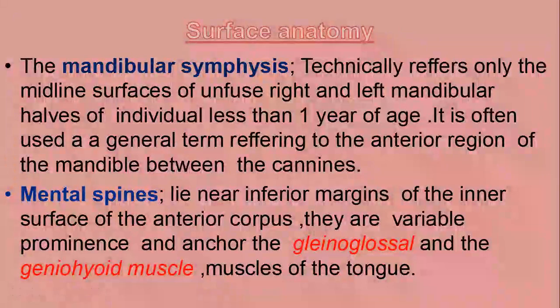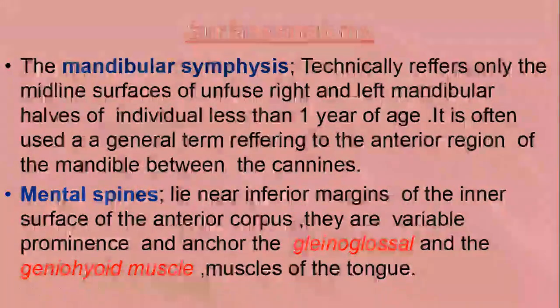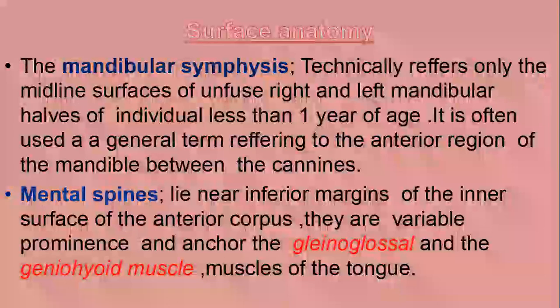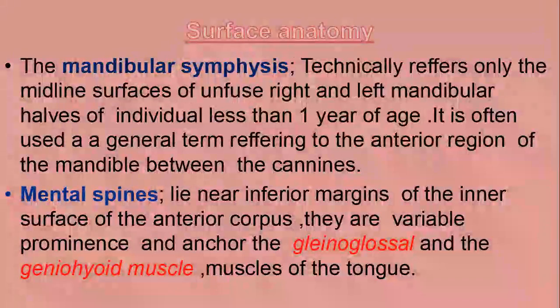The mandibular symphysis technically refers only to the midline surface of the unfused right and left mandibular halves of an individual less than 1 year of age, and it's often used as a general term referring to the anterior region of the mandible between the canines. So that's all about the mandibular symphysis, and it was hard for us to find in the mature skeleton of the mandible.